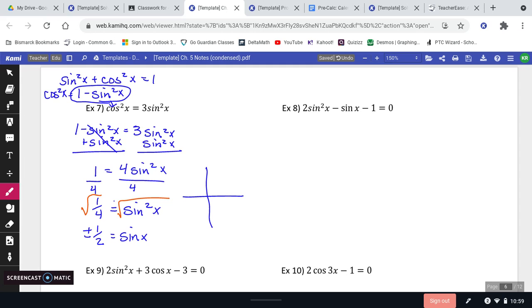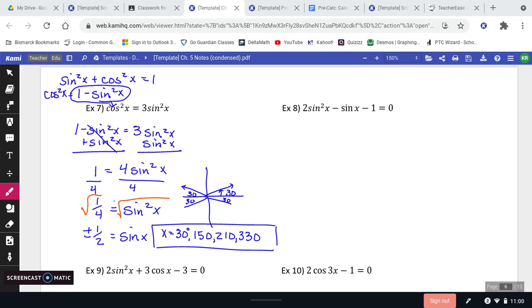So since it's plus and minus, you're going to have 4 angle measures. Sine is opposite. It's going to be a 30-degree angle. In the first quadrant, it's going to be a 30-degree angle. In the second quadrant, it'll be a 30-degree reference angle, which is going to give you 150 degrees. And then the 30-degree reference angle in the third quadrant is going to be 210, and in the fourth quadrant it will be 330 degrees.